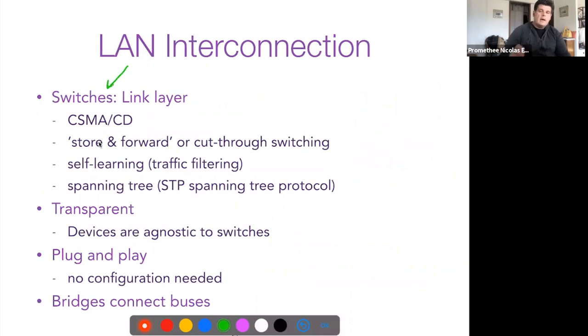So instead of using a hub or a repeater, we start using what we call switches. The main difference between a switch and a hub is that now you're going to do CSMA/CD plus self-learning. Let's try to understand those two technologies. CSMA/CD we already know: before forwarding a frame, you listen to check if it's idle on the other side to avoid a collision. Now, let's see what self-learning is.